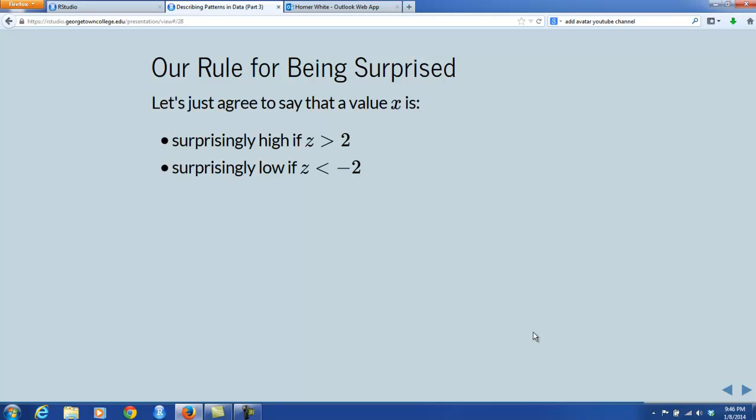In fact, let's just adopt a conventional rule for when to consider a value to be unusual or surprising. Let's just agree to say that a value x is surprisingly high if its z-score is bigger than 2, and surprisingly low if its z-score is less than -2.